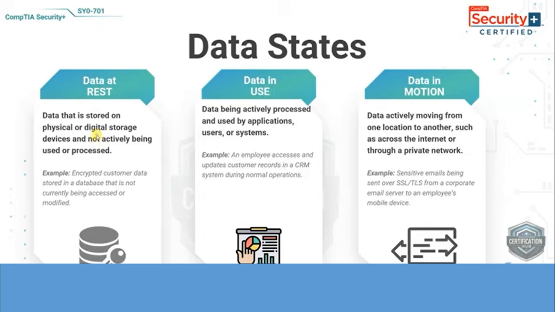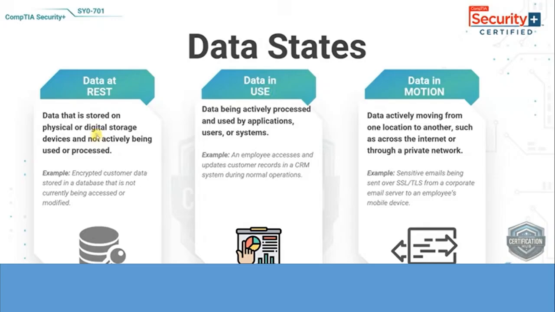Data in use is data being actively processed and used by application users of the system, like an employee accessing an updated customer record in a CRM system during normal operation. So any program which is in use, any data which is in use, this is called data in use.